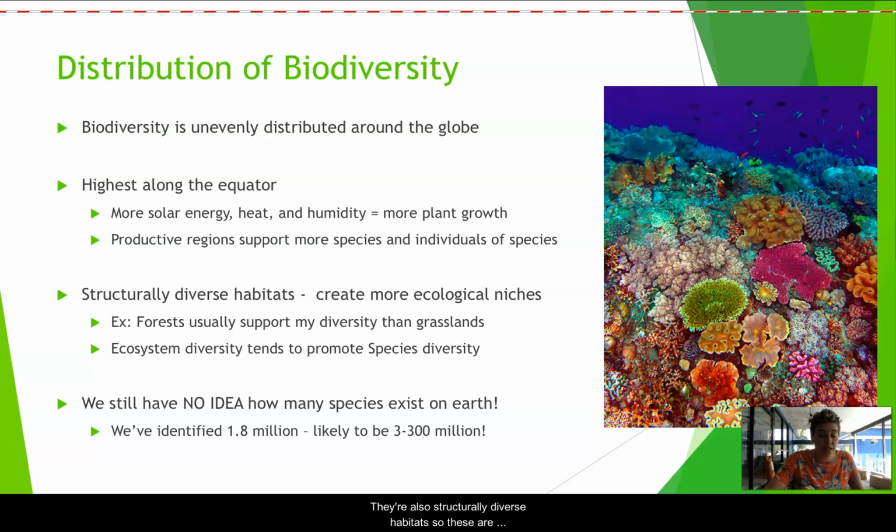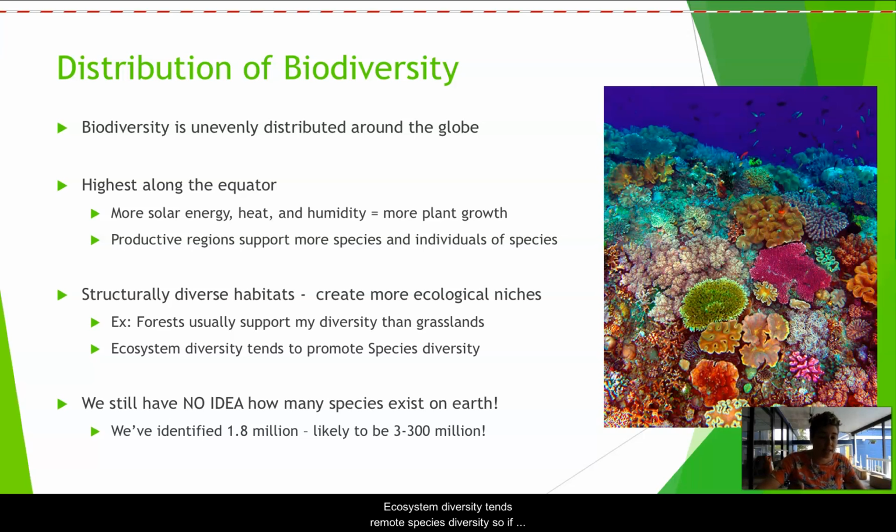There are also structurally diverse habitats. These are ones that have more diversity in what kinds of structure is available, and they create more ecological niches. So, for example, forests usually support more diversity than grasslands. They support more diversity because if you think about forests, there are lots of different types of vegetation. There are different levels at which different species can live. They can live in the canopy of the forest, they can live on the lower branches, they can live in the layer of underbrush, or they can live on the ground, versus a grassland, which is basically just one layer, the bottom.